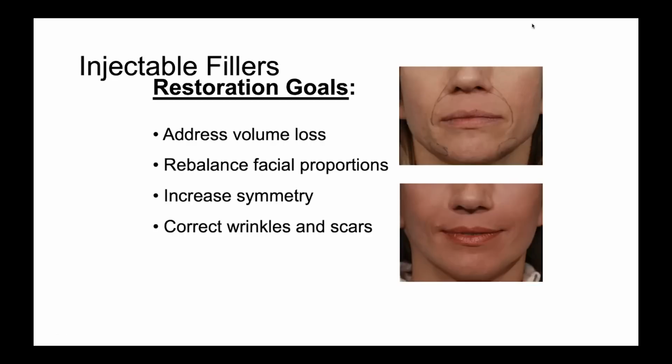So the nasolabial fold here, which doesn't really change when we smile or do any other facial movements, it's still a groove. The tear trough, still a groove. The marionette line, which is still a groove. Those are areas we'll often treat with fillers.